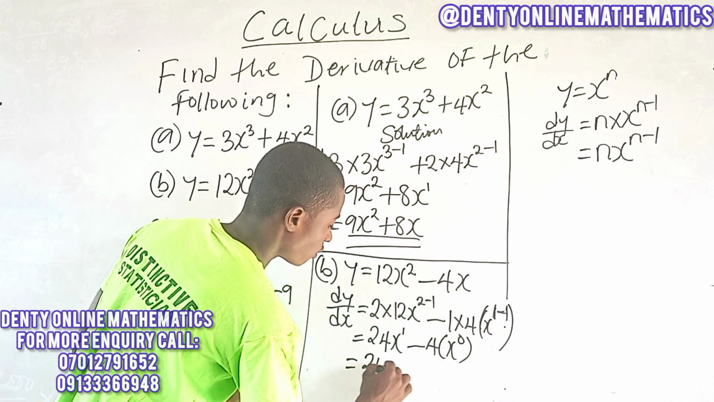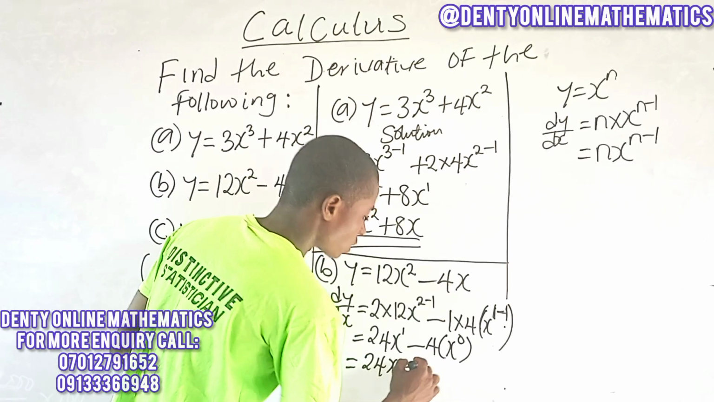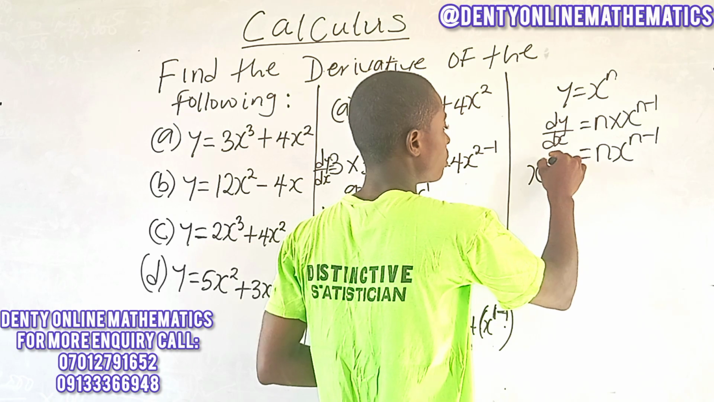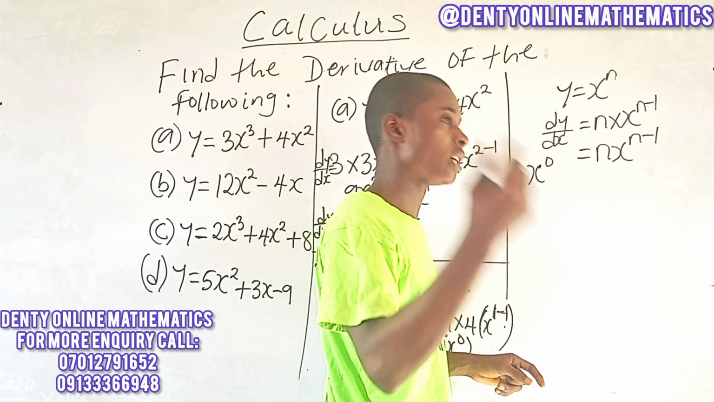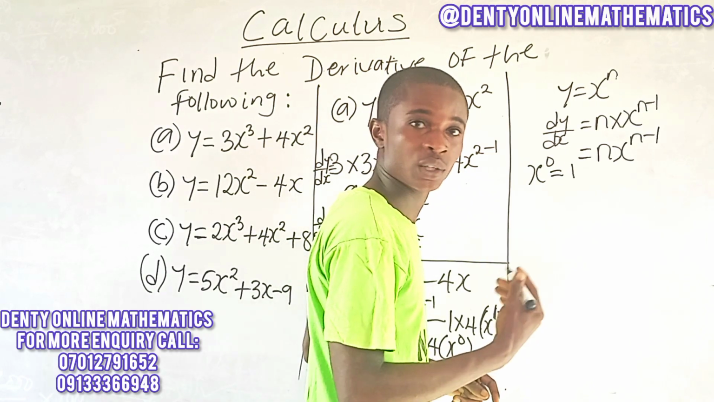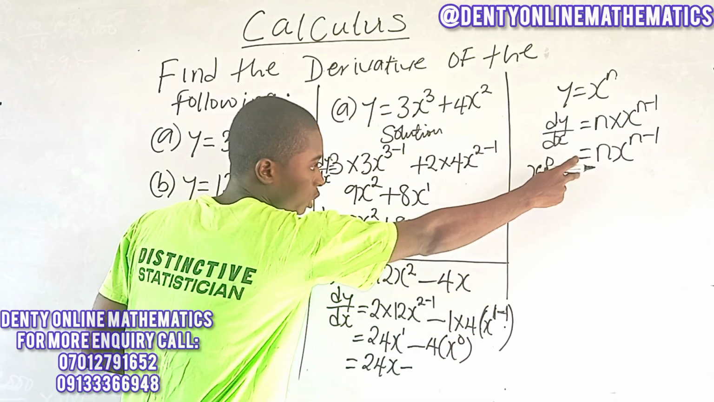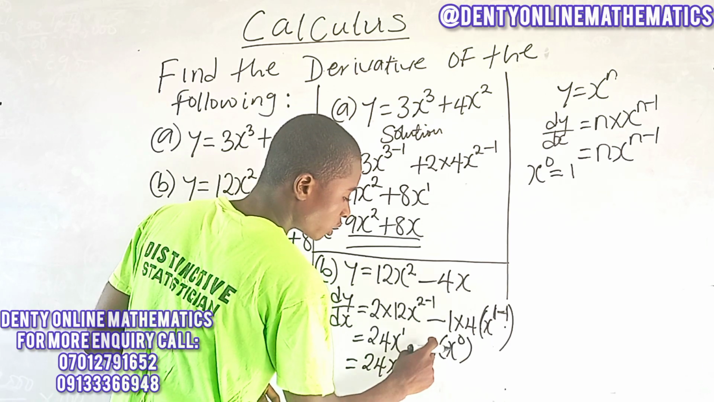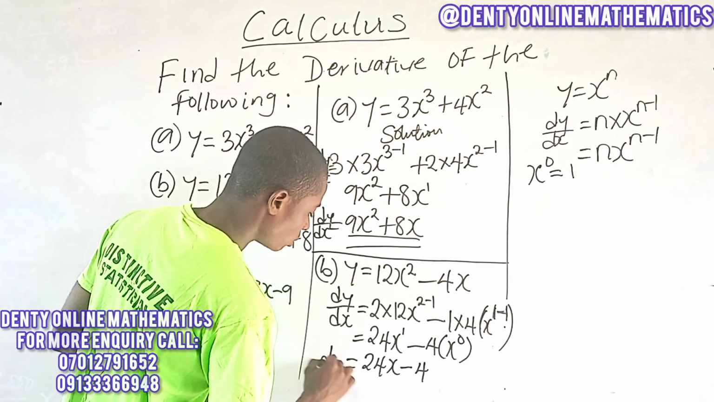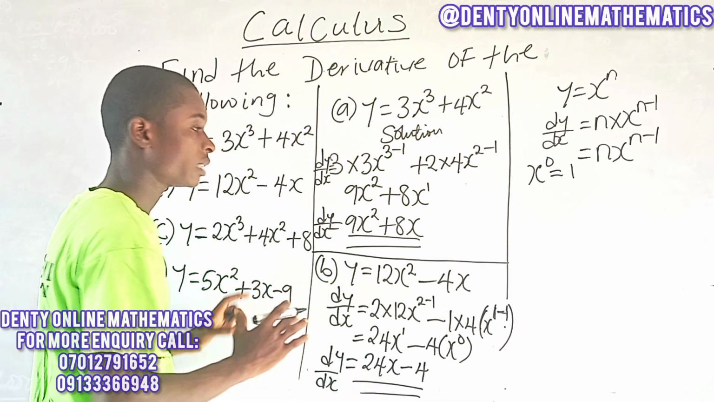Now this is our final step. We are going to have 24x, because 24x to the power 1 is the same thing as 24x, minus, now x to the power 0. Remember, in indices, any number raised to the power of 0, except 0 itself, is equal to 1. So x to the power 0 is equal to 1. So minus 4 times 1 will give us minus 4. And our dy over dx will be 24x minus 4. Now that's for the second one.